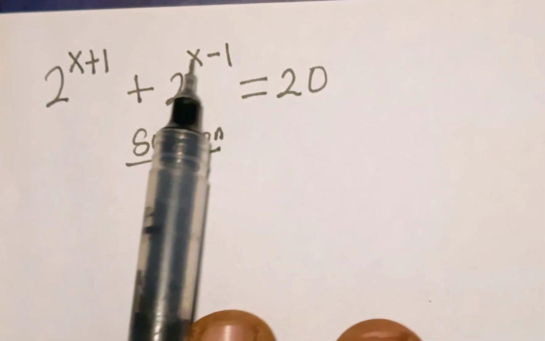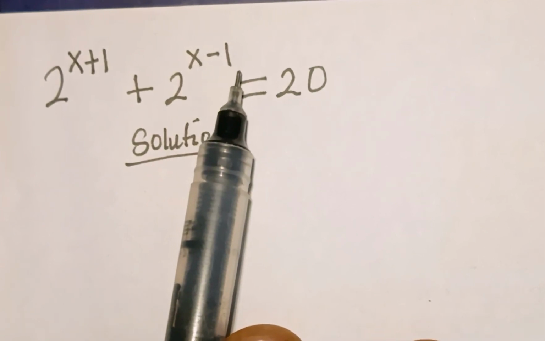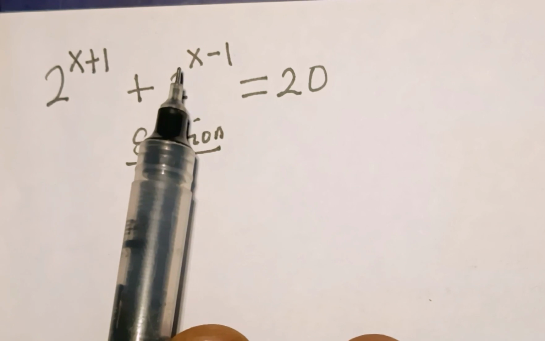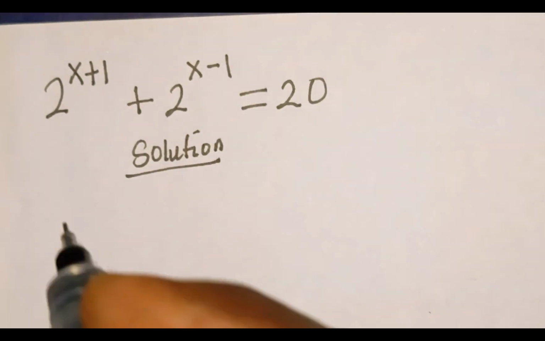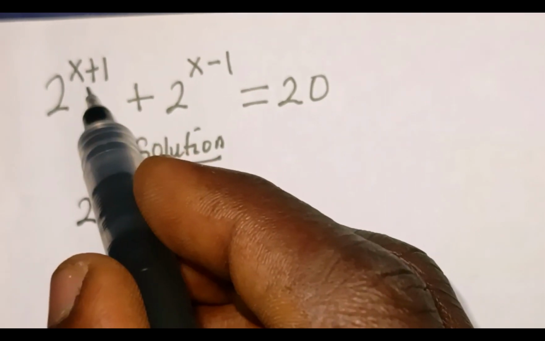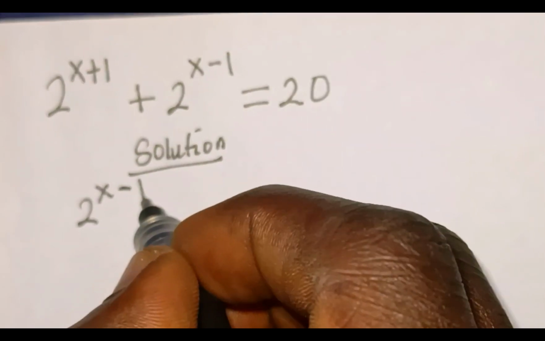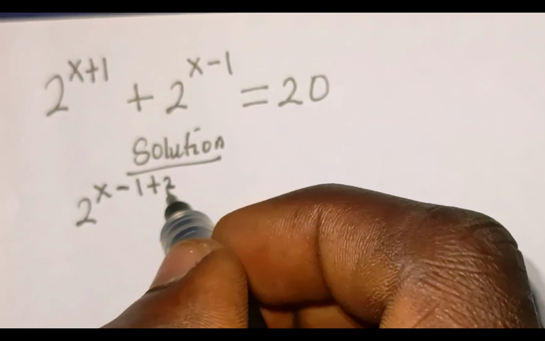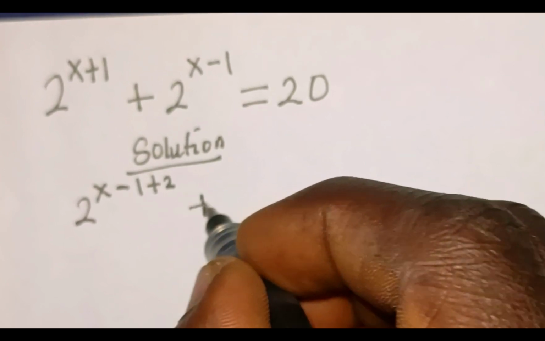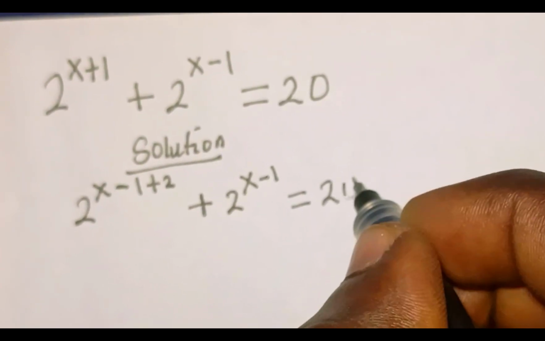The first thing we need to do, if you look at the second term, we have 2 raised to the power of x minus 1. So we want to make this power to be in this form so that we can factor out 2 to the power of x minus 1. So we can rewrite this as what? 2 raised to the power of x, then positive 1 can also be written as negative 1 plus 2. So negative 1 plus 2 is the same as 1, so nothing changed. So plus 2 raised to the power of x minus 1, which is going to be equal to 20.